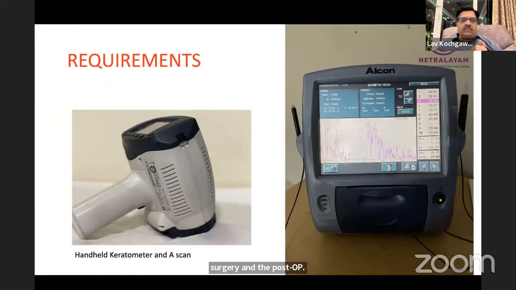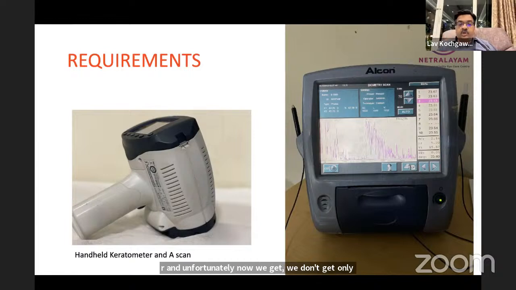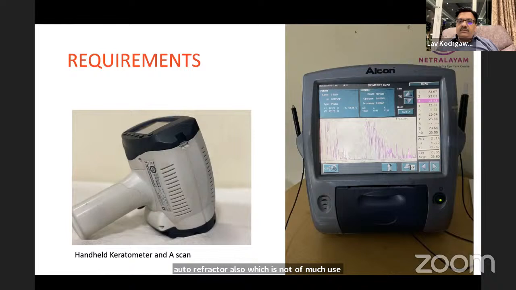These are some of the things that we need for pediatric biometry, which is a handheld keratometer. Unfortunately, now we don't get only a keratometer; we get it with an axial length measurement auto-refractor also, which is not of much use, along with either a contact or immersion. Because if the patient is not cooperating for optical biometry, then we will have to do it under general anesthesia in the OT.